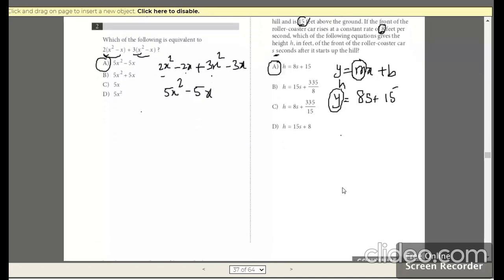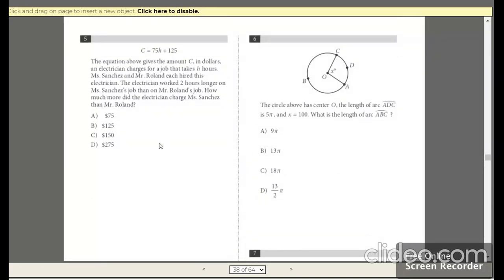That's your answer. Moving on to question number 5. We have again a linear relationship given to us. C refers to the total amount in dollars, and H is hours, how many hours he is working. So he worked both for Sanchez and Roland. So 75 times 2 hours more, so 75 times 2 is 150. That itself is our answer.